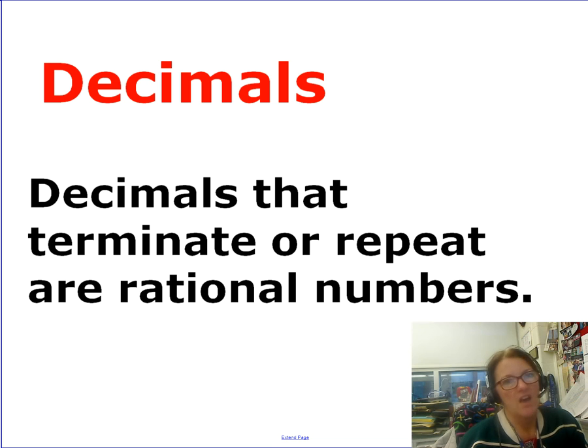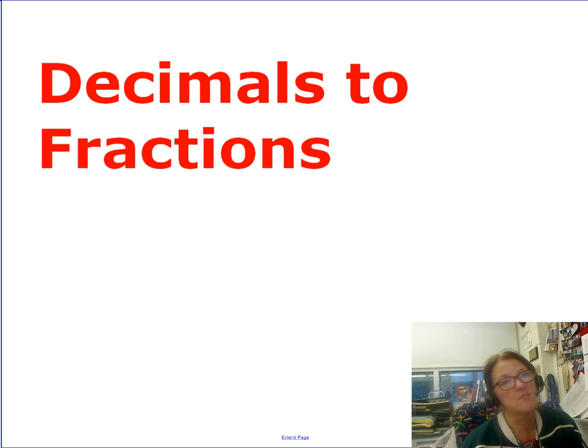Good. All right, now let's talk about decimals. If we get a fraction, get the fraction in simplest form. Decimals that terminate or repeat are rational numbers. Terminate means it stops, it ends. Remember, fraction is another word for a rational number. So that means every time I give you a decimal, you can turn it into a fraction.